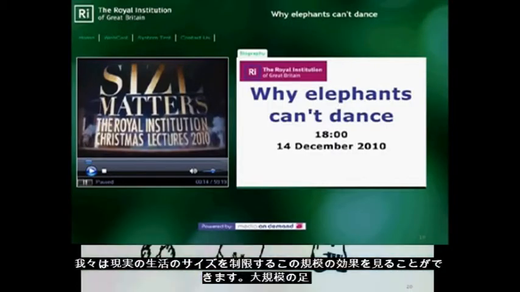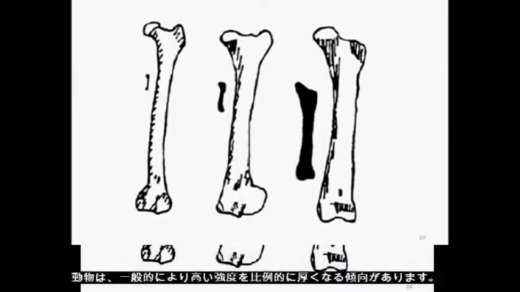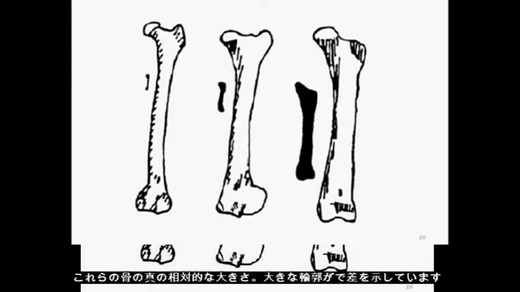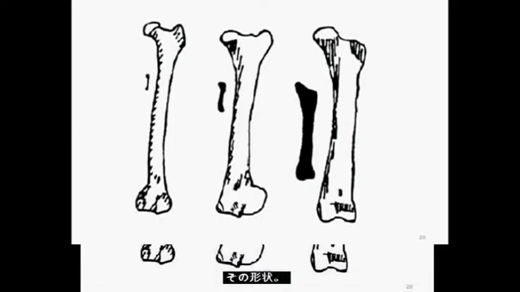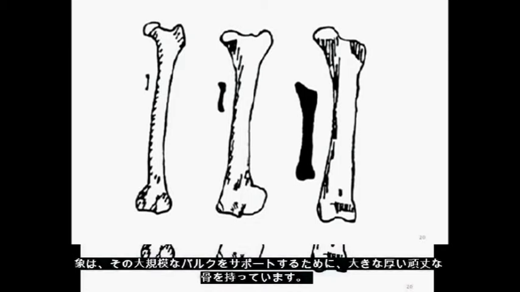We can see the scale effect limiting the scale size of real life. The legs of large-scale animals generally tend to be proportionally thicker for greater strength. Here's the thigh bone of a deer, a rhinoceros and an elephant. The small solid shapes indicate the true relative size of these bones. The larger outline indicates the difference in their shape. The deer on the left has the most slender legs, the rhinoceros relatively thicker, and the elephant has great, thick, sturdy bones to support its massive bulk.